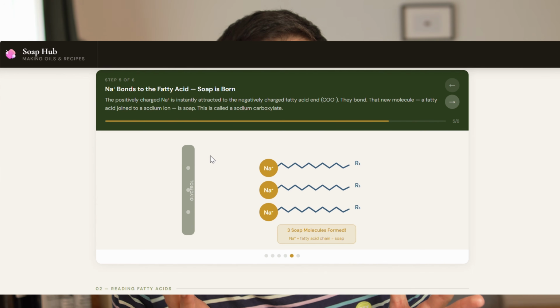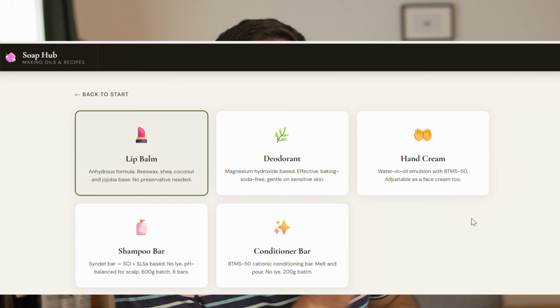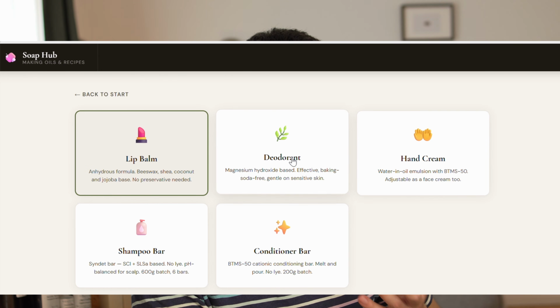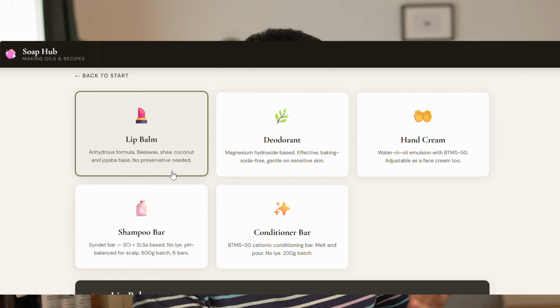That's basically the saponification reaction, and that's why your soap also has glycerol in the end, and it's not just soap. And glycerol is what adds moisturizing properties. But in other skincare, you don't have that. In other skincare, you don't have this reaction. You have, for example, lip balms, deodorant, hand creams, conditioner bars, shampoo bars, all basically that your oils exist in their original form without being reacted into anything.